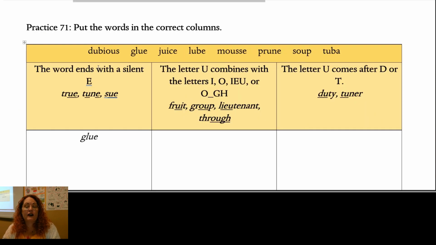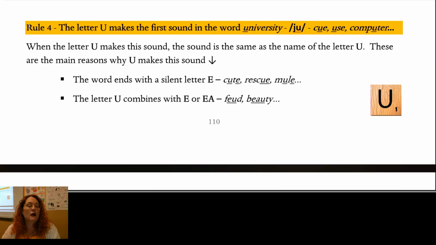Put these words in the correct columns based on whether it ends with a silent E, it combines with I, O, I E U, or O U G H, or if it comes after a D or a T. Our words are dubious, glue, juice, lube, moose, prune, soup, and tuba.